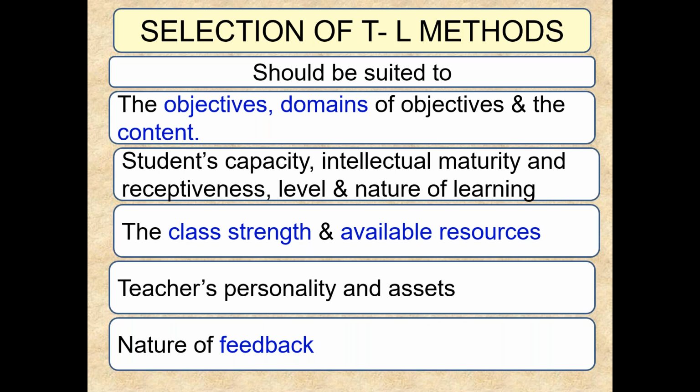This is very important. Suppose you have chosen one method to teach some objectives and you find that it is not feasible for you to attain that objective with this method, or you are getting feedback that it is not good enough. Then, when you get the feedback, you can improvise or change the method, and that helps you to choose some other method to obtain your objective. So feedback is very, very important in the selection of teaching learning methods.